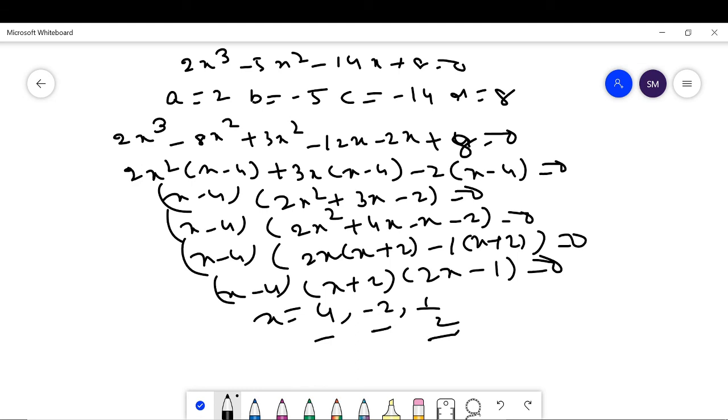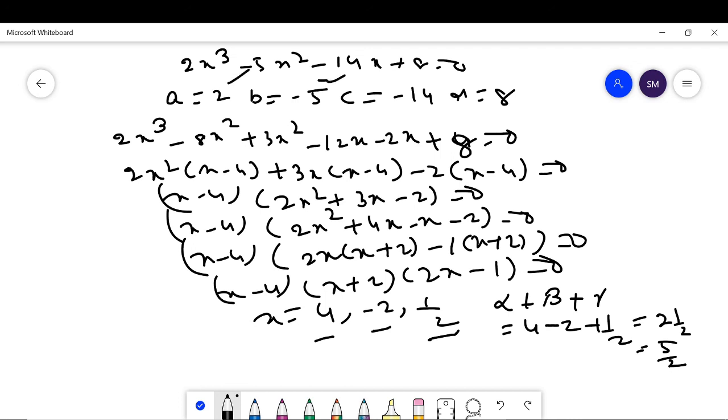Then for the identity, alpha plus beta plus gamma is equal to 4 minus 2 plus 1 upon 2. This is 2 whole 1 upon 2, this is 5 upon 2. What is 5 upon 2? 5 upon 2 is minus b by a. First identity, alpha plus beta plus gamma is equal to minus b by a, verified.